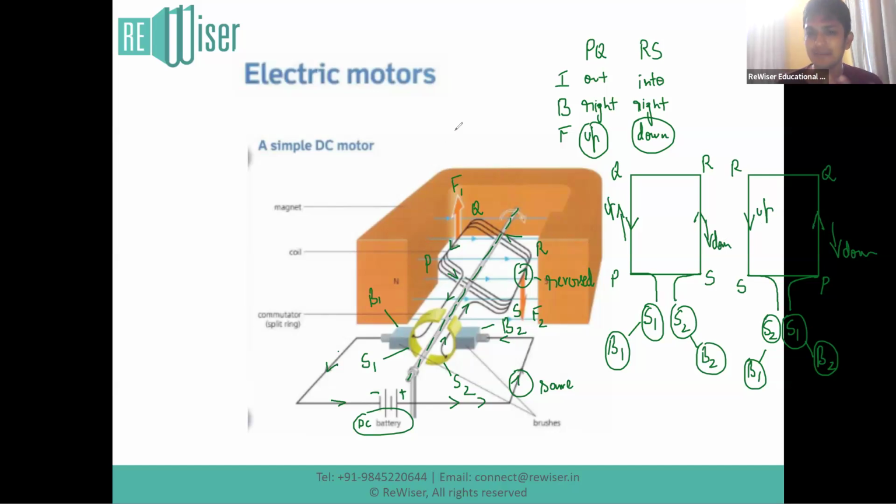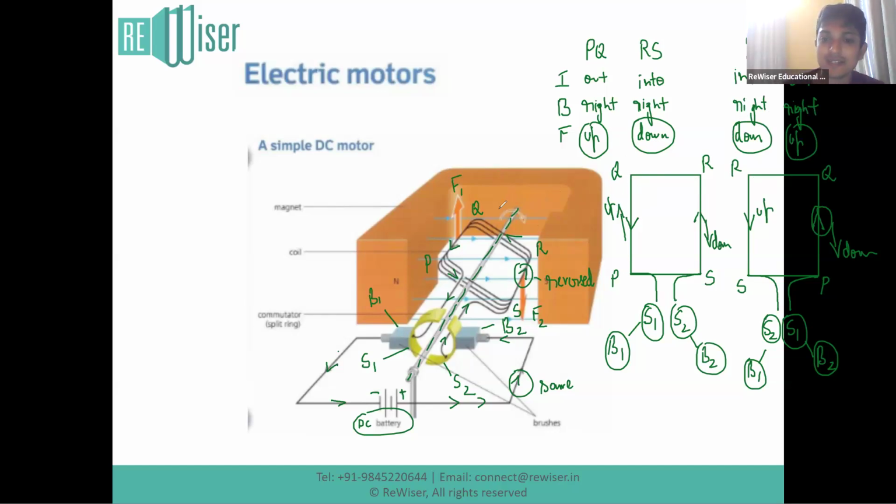So for the second half, again, please write your own directions again. If you want, let me keep this image here. For the second half, again, PQ, RS. PQ will now experience current into the page and magnetic field is still to the right, which means it will experience a force that is downwards, and RS will experience current out of the page, magnetic field still to the right, which means it will now experience a force that is upwards. So as they rotate, the direction of force acting on each coil will reverse, thereby making sure the coil rotation is in the same direction.